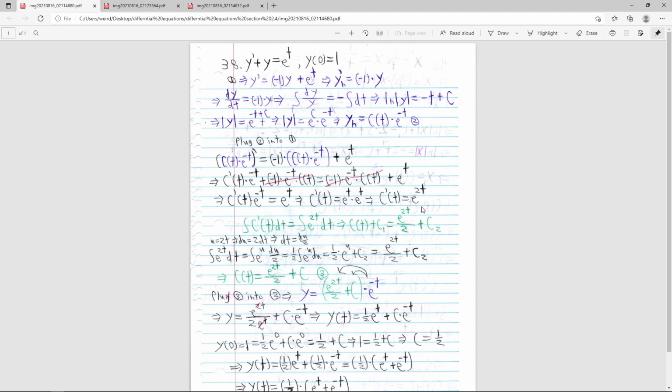And you eventually get to just c prime of t, and this time it's very simplistic. So it's c prime of t equals e to the t divided by e to the negative t, which becomes e to the t times e to the t, which is equal to e to the 2t. So we have to integrate both sides. Integrating e to the 2t dt will just end up being e to the 2t divided by 2 plus c2, because it's c of t plus c1.